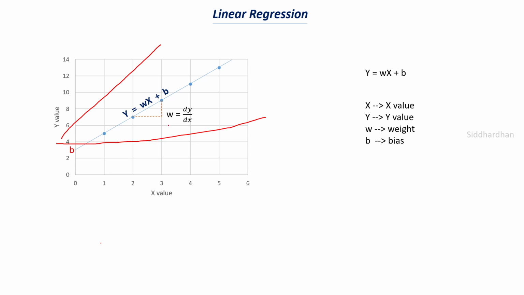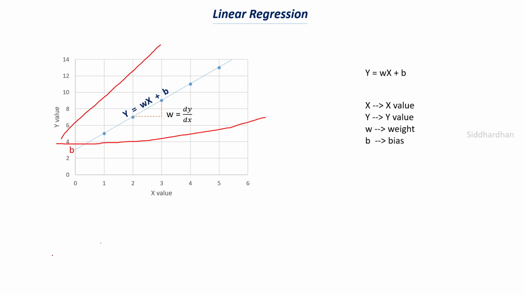So slope is nothing but dy by dx. Dy by dx in the sense, when the x value changes by a particular unit, what will be the change in the y value? Let's say that here the x-axis value is 2 and the second x-axis value is 3. If the x-axis value changes from 2 to 3, what will be the change in the value of y? That is called the slope of the line.